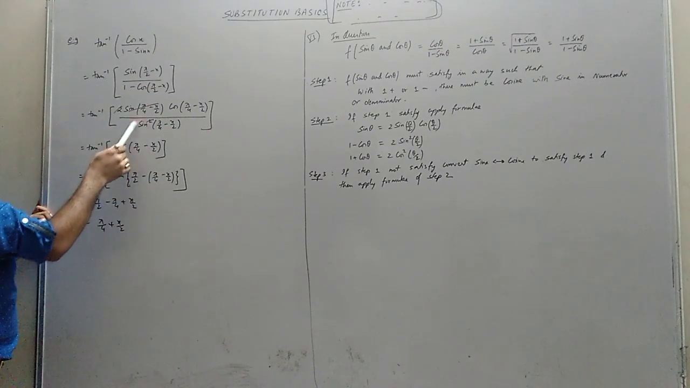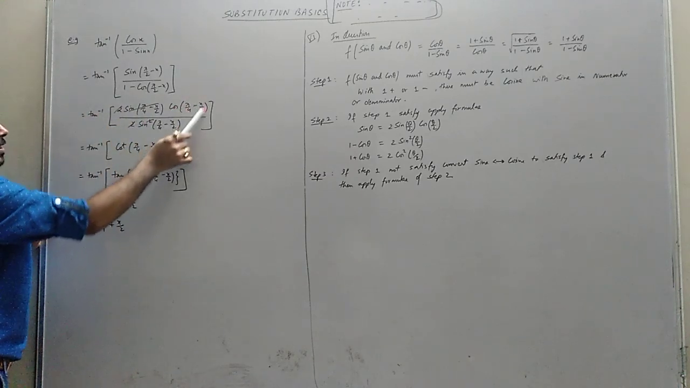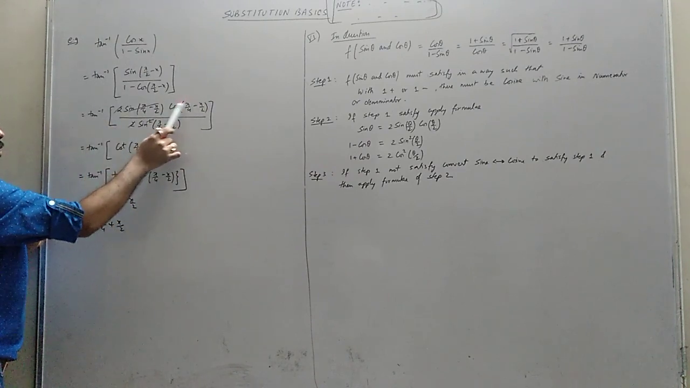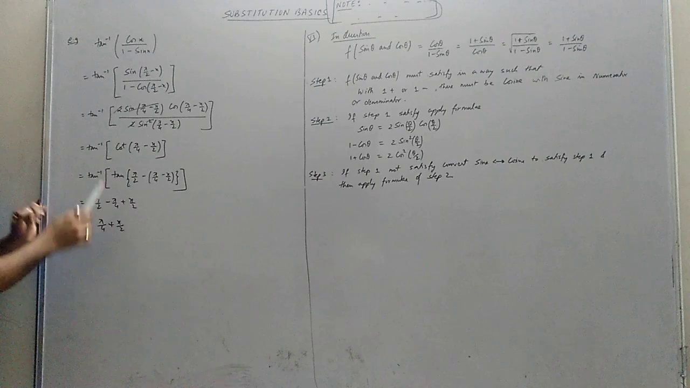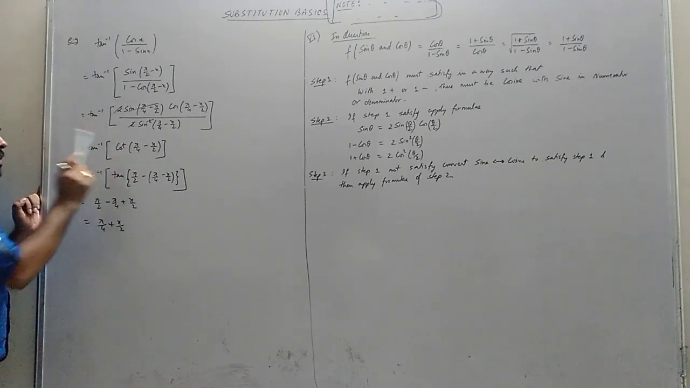Okay, now see, something is cancelling out: 2 cancelling out, sin cancelling out. So what do we have? Cos theta by sin theta. Both thetas are same, so it becomes cot theta. So now we have tan inverse cot theta. Job is not done. Here we have tan inverse, here we have cot. But we know tan inverse tan will go away.